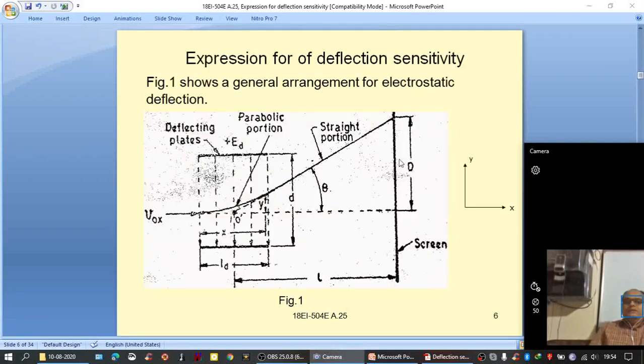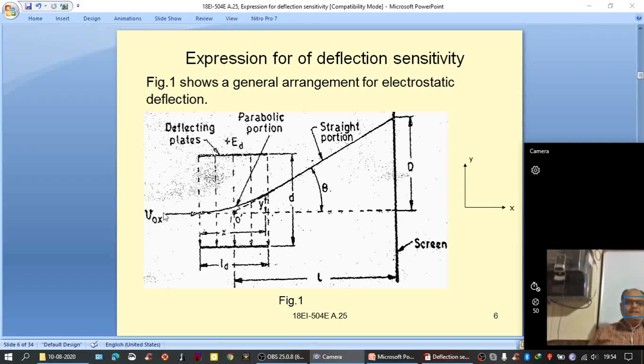Now, let us try to analyze the deflection sensitivity of CRT assuming a single electron, whether it is a beam of electrons consisting of n number of electrons, maybe some lakhs of electrons, or a single electron. The concept would be the same. So let us try to analyze the concept using a single electron.